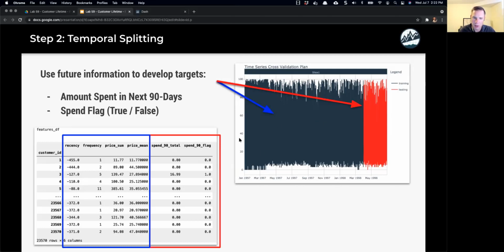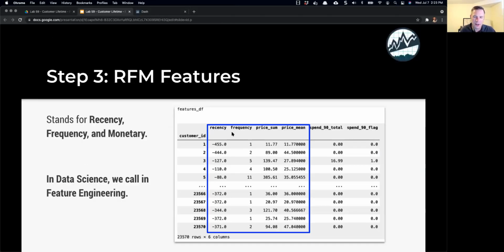And then the blue part, we're going to create what are called RFM features: recency, frequency, and monetary features. And this is just feature engineering. We're going to take those from the blue period of their purchasing behaviors.